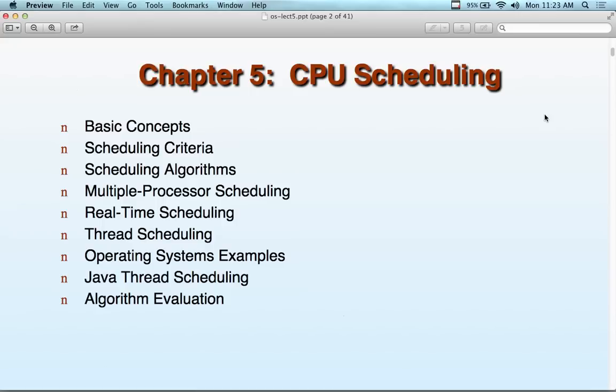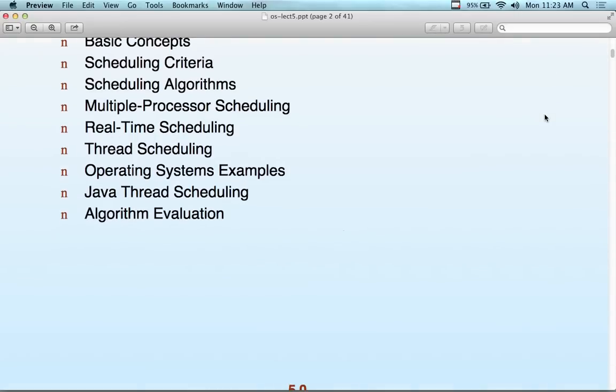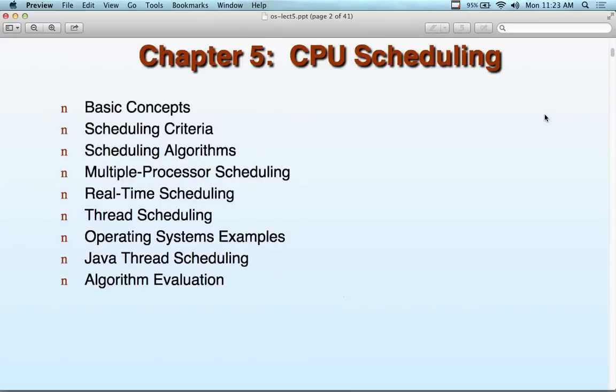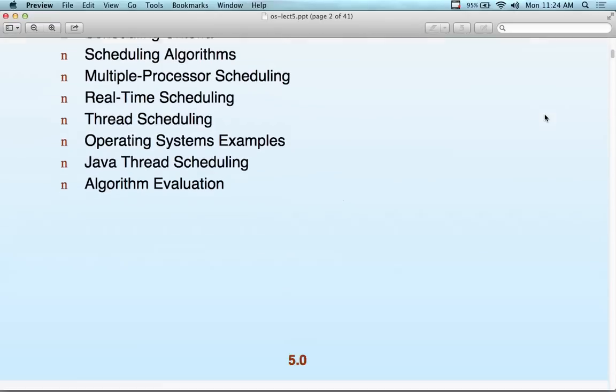The basic concept of CPU scheduling, scheduling criteria, scheduling algorithms, multiple process scheduling, real-time scheduling, thread scheduling, and operating system examples are going to be covered next. I'm not going to look at Java thread scheduling because it's kind of automated, but I'll show you some examples of that as well.